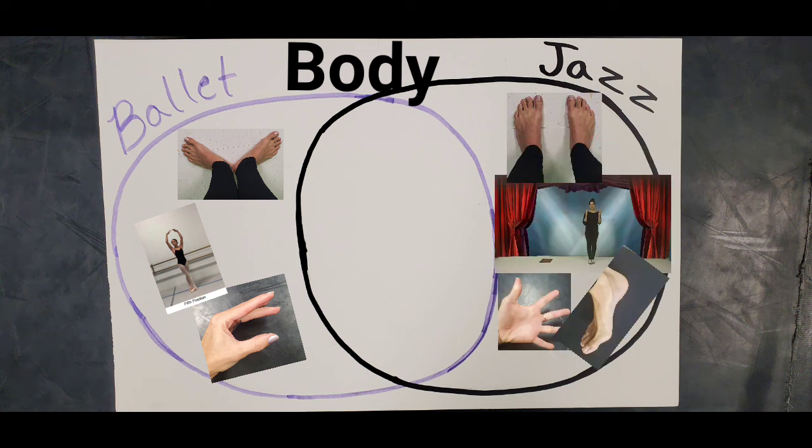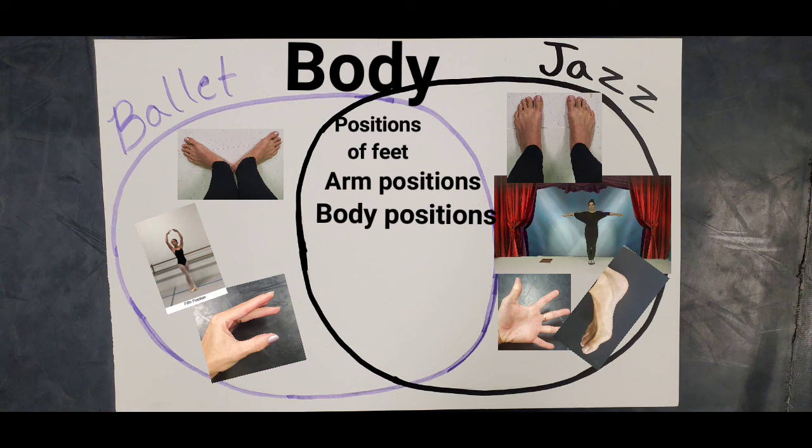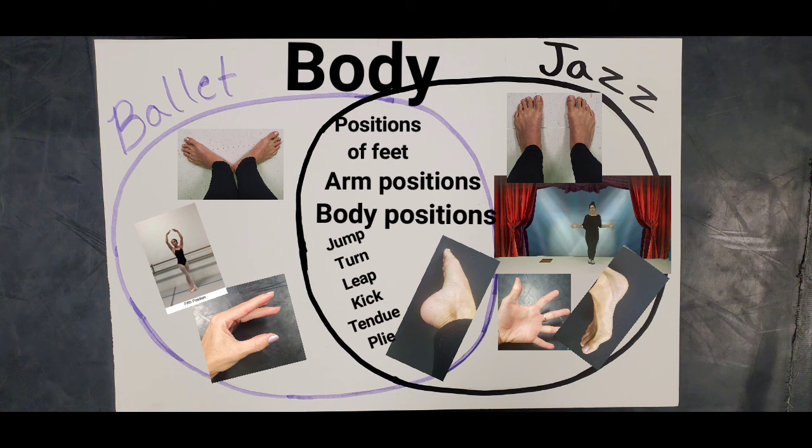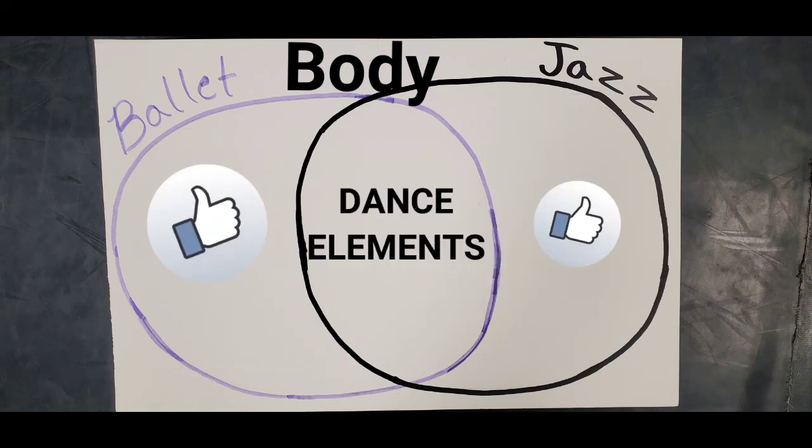Now, we know that in ballet and jazz you might use different foot positions, but in both ballet and jazz we use positions of the feet. Also, we know that in ballet and jazz you might use different arms, rounded for ballet and straight for jazz, but we use arm positions in both. Additionally, we use our body positions in both forms of dance and pointed toes. We also jump, turn, leap, kick, tendu, and plie in both jazz and ballet. Ballet and jazz both use the dance elements.